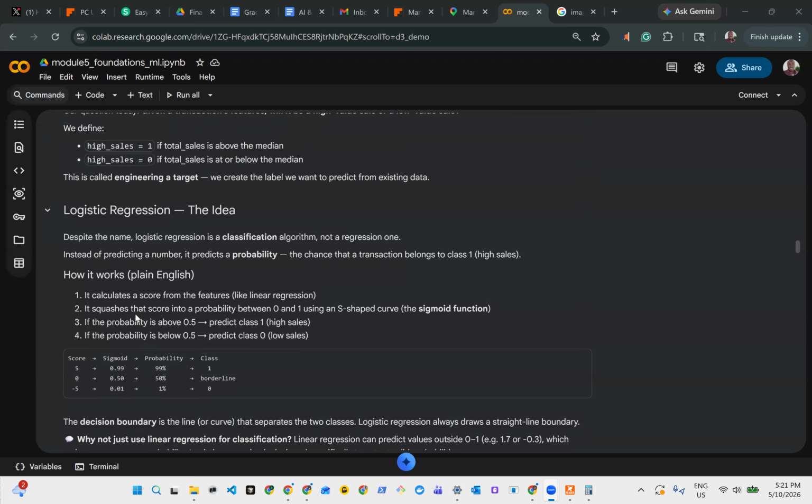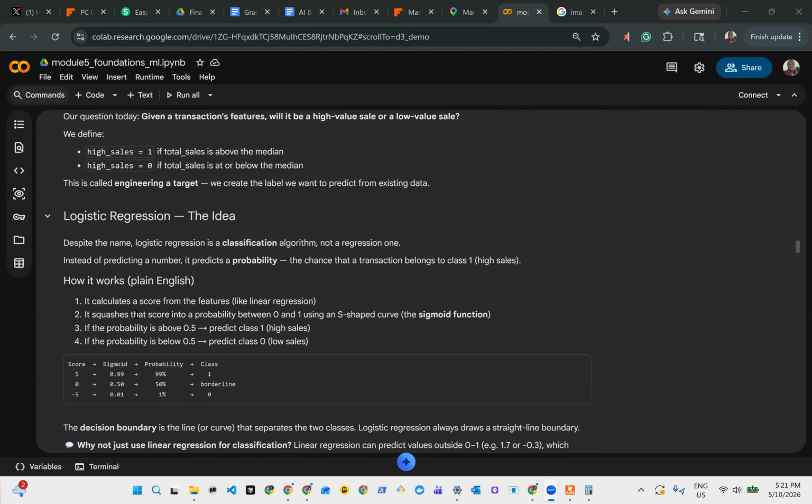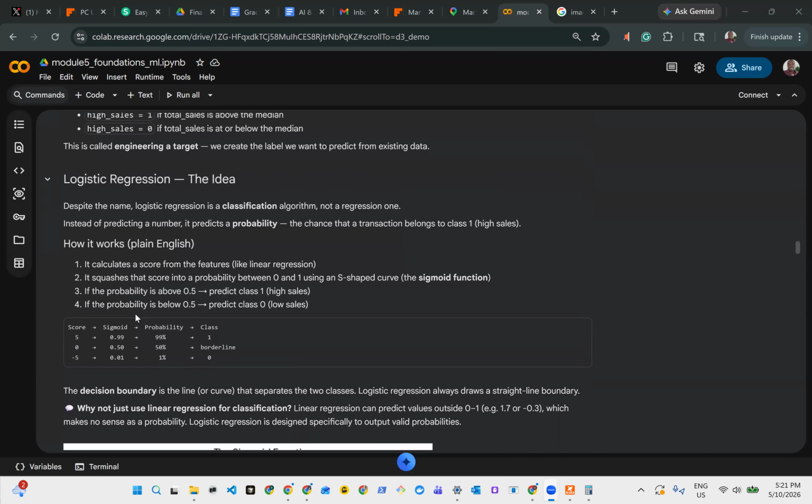So remember, there are many important points that we have highlighted here. We talked about the sigmoid function. I'm going to establish that in the course subsequently. Then we talked about logistic regression being predicting a probability, not a number. And we talked about logistic regression being a classification algorithm and not a regression algorithm. So here we're showing you how the sigma function is used to squash a number to a probability.